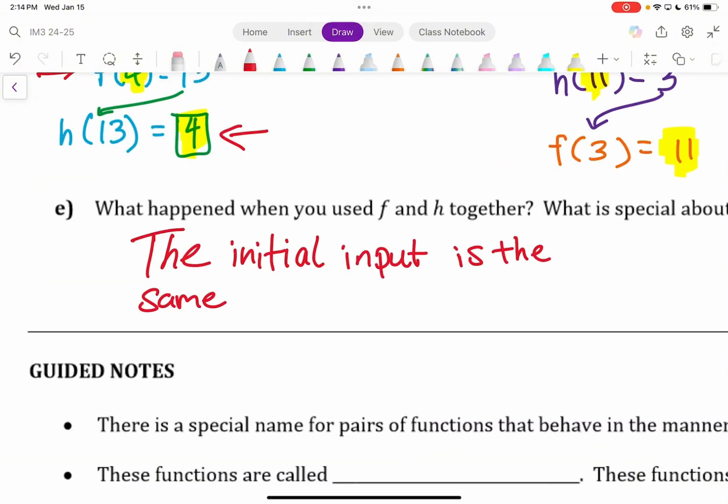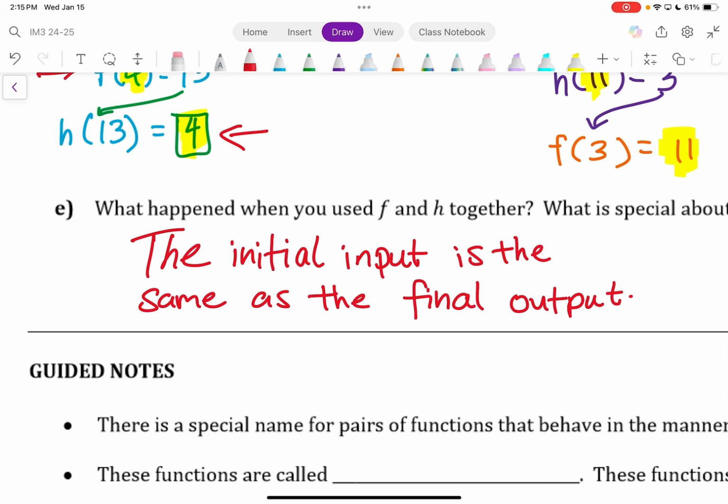The initial input is the same as the final output. Once again, if you don't have anything similar to this, you need to write this down and include it in there. And if you do, that's good. This is actually the whole premise of inverse functions, this idea that the inverse function has an initial input the same as the final output. All right. Who's next?